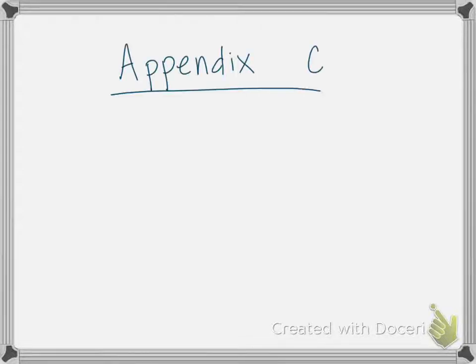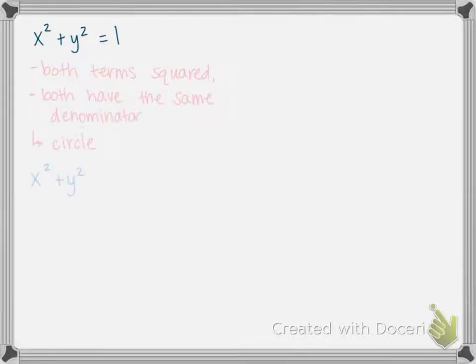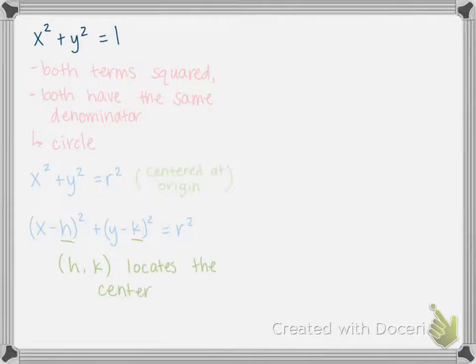So this is the lesson for Appendix C. Let's start by looking at some equations. We have x squared plus y squared equals 1. And we know that since both terms are squared and both terms have the same denominator, it is going to be a circle. The general form or equation for a circle centered at the origin is x squared plus y squared equals r squared. This could also be written as (x minus h) squared plus (y minus k) squared equals r squared, where h and k locate the center of the circle.